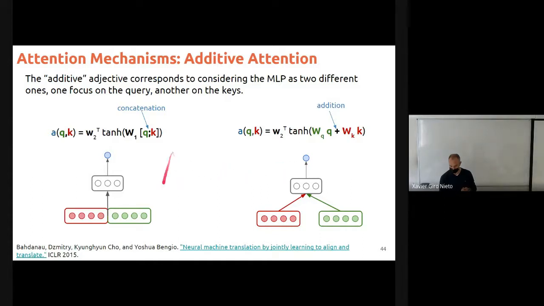This type of attention mechanism is called additive because, while here I present it as a concatenation, you can think that this is equivalent to a scheme that could be decomposed as an addition of two different sets of weights, WQ and WK. WK would be the weights that affect the key, and WQ the weights that affect the query. Actually, this gets closer to what we are going to see later. In the transformer, we have a set of weights that modify the key, and a set of weights that are associated to the query.